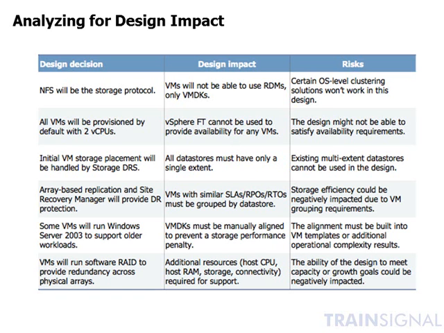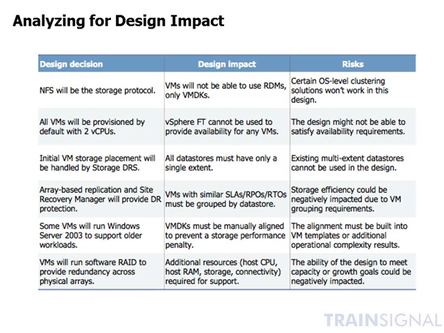And so as a risk, we might find that the design may not be able to satisfy the availability requirements. That would be a potential problem. Continuing on, looking at the next one: initial VM storage placement will be handled by Storage DRS. This is where I was discussing VMDK placement. Perhaps you're going to use Storage DRS and may or may not be using storage profiles in conjunction with that to do initial VM storage placement.